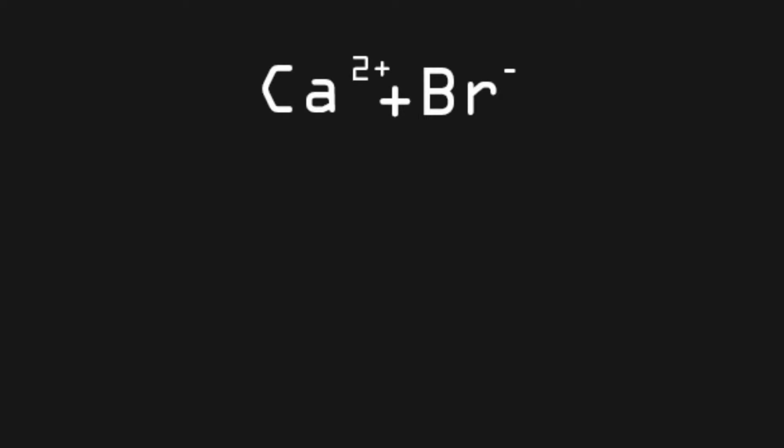The sum of the charges has to be 0. 2 bromine atoms are needed to balance one calcium atom's charge. Having 2 atoms of bromine makes it charged negative to balance the charge of calcium.